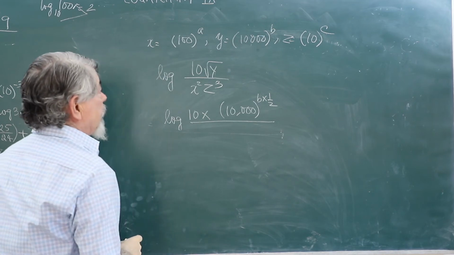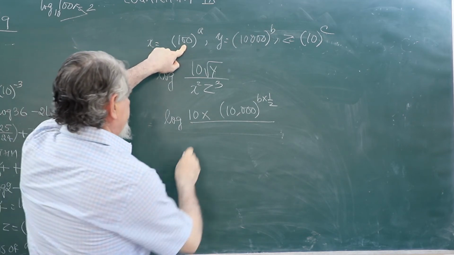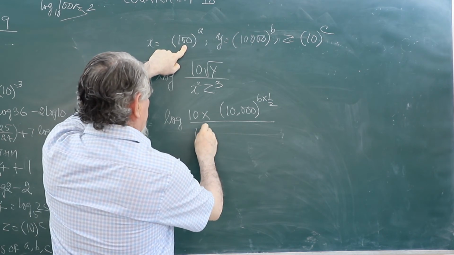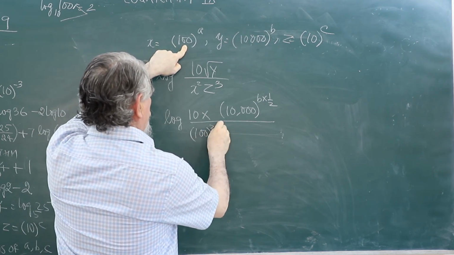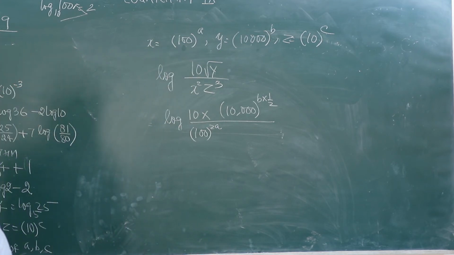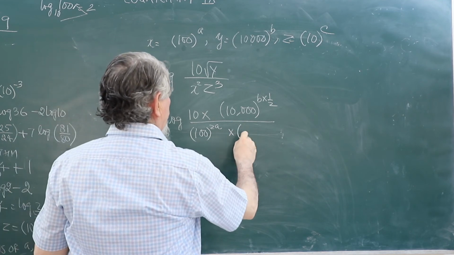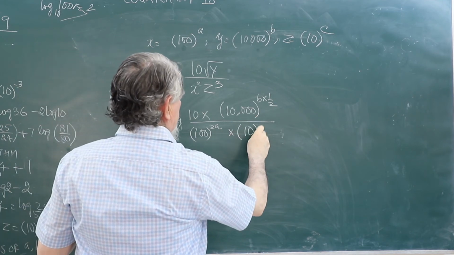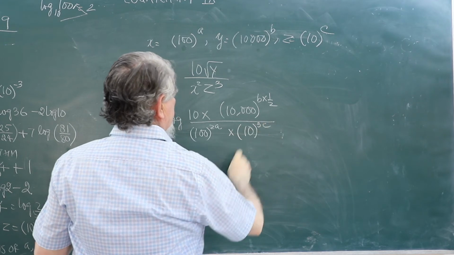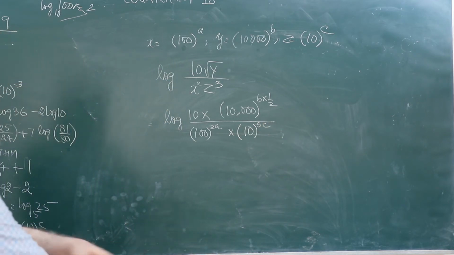Upon x square is what? X is this, so x square will be 100 to the power 2a. And what will be the value of z? Let us put the value of z. It is 10 to the power 3c. So what will we get from this?